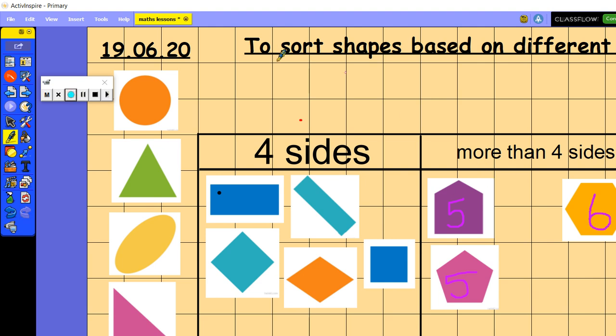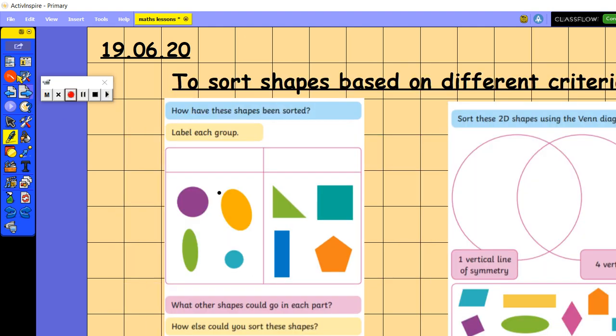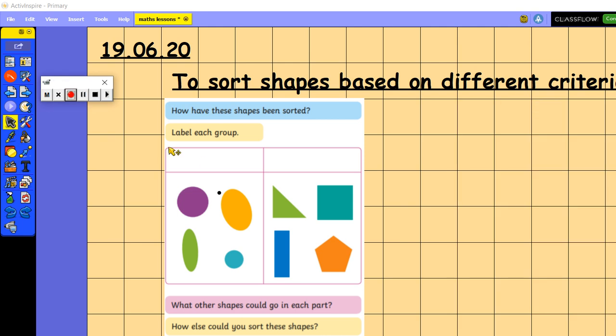So it's really important to be able to sort shapes based on different criteria. So let's have a little look then. We've got some shapes here that have been sorted. So let's have a go at labelling each group. So here we have got a mixture of circles and ovals. And here we've got a square, a triangle, a rectangle, and a pentagon.